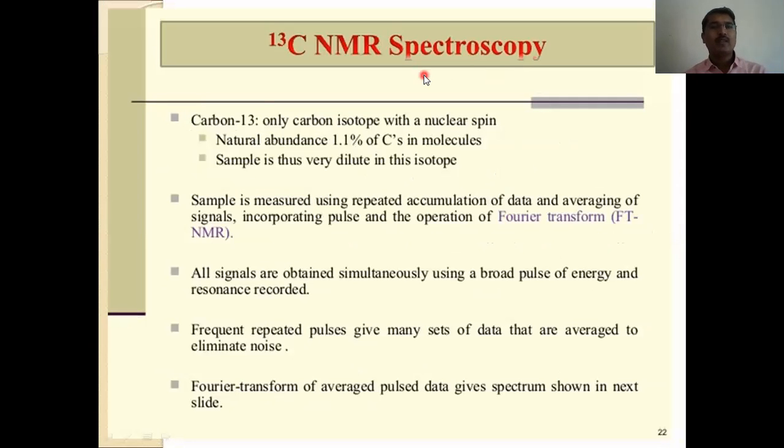C13 NMR spectroscopy. C13 is the only carbon isotope with a nuclear abundance of 1.1% of the carbon in the molecule. The sample is thus very dilute in the isotope. The sample is measured using repeated accumulation of the data and averaging of the signals. All signals are obtained simultaneously, using broad pulses of energy, and the resonance is recorded. Repeated pulses give many sets of data that are averaged to eliminate noise. Fourier transform of the averaged pulse data gives the spectrum shown in the next slide.